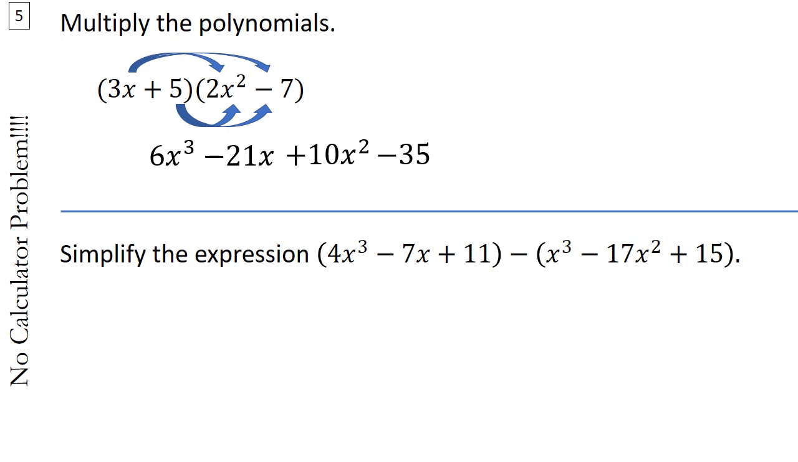And now we combine like terms, except there are no like terms. Now, most of the time we do get some like terms with these distributing problems, but this time we didn't. They all came out with their own powers of x, or like the negative 35, no x at all. So this is a perfectly fine answer.